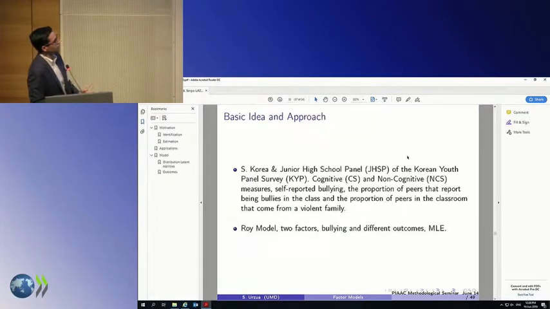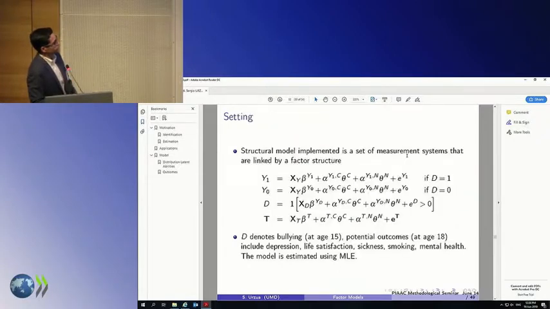This is data from South Korea. As I said, a Roy model, two factors, bullying, and different outcomes. Again, factor structure, right? Bullying is going to be a function of my classmates' characteristics and my unobserved components, cognitive and non-cognitive. We have different outcomes, including life satisfaction, a depression scale, sickness, smoking, mental health, and so on. If I am a victim of bullying at age 15, I will look at the impact of that event later on this dimension.